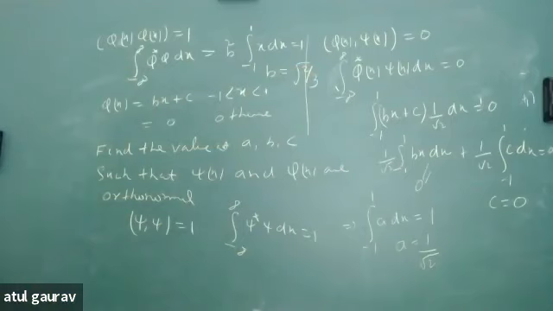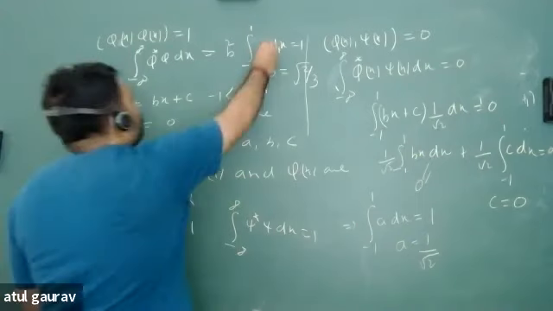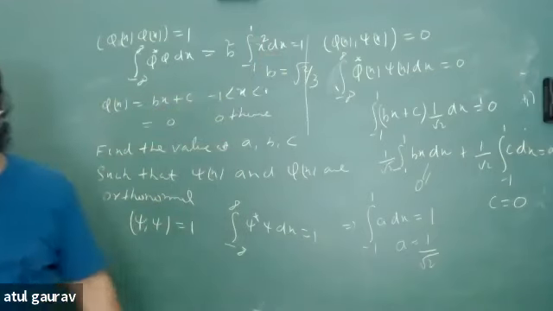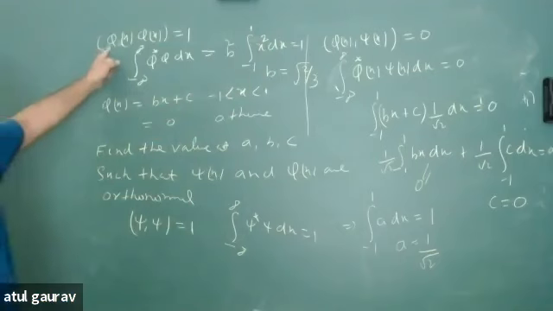Isn't it? Am I correct? Sorry, x square. This will be x square, b square, x square. So b is equal to root 2 by 3 because you will take phi star phi.